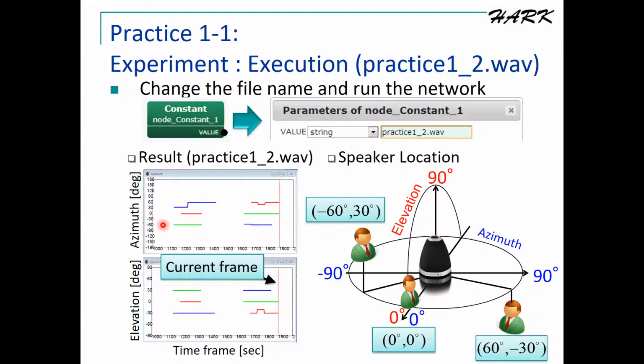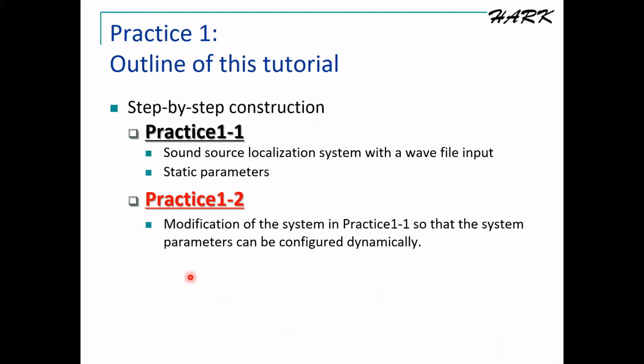If you'd like to change the input file name, please open the property of the constant node and set the value as practice1_2.wav. If successful, these windows will be displayed, and in display1_2.wav, there are 3 speakers with a variety of elevations. Please note that these scales are different, but the azimuths are minus 60 degrees, 0 degrees, and plus 60 degrees. And the elevation angles are minus 30, 0, 30 degrees. Like this. If you have an error in practice 1, please ask the staff, or since there is a completed network in the example directory, I think it's okay to load that.